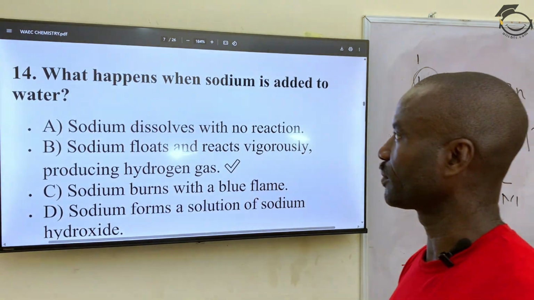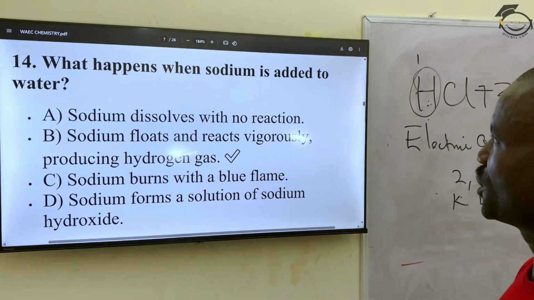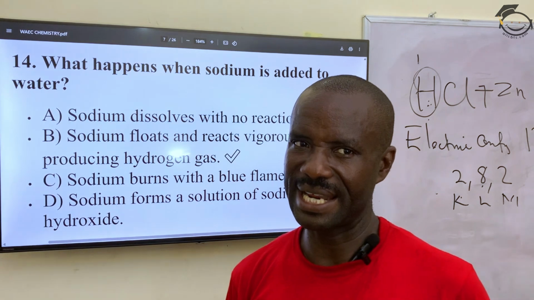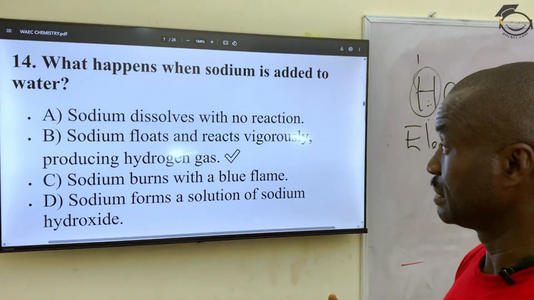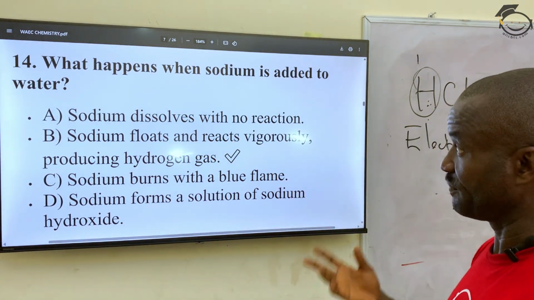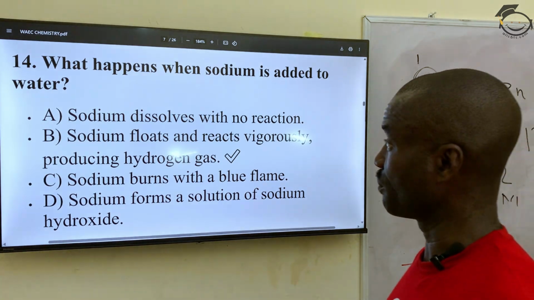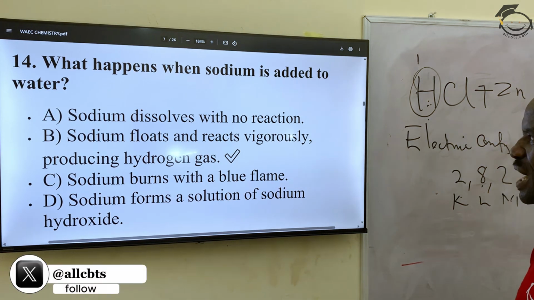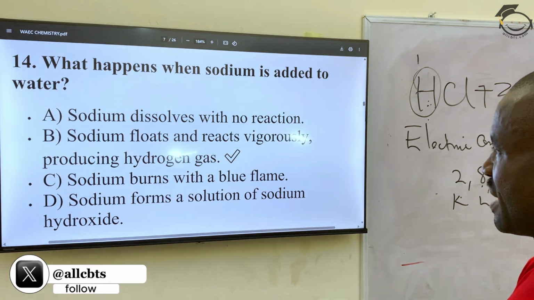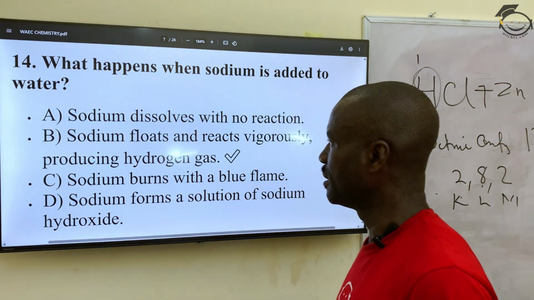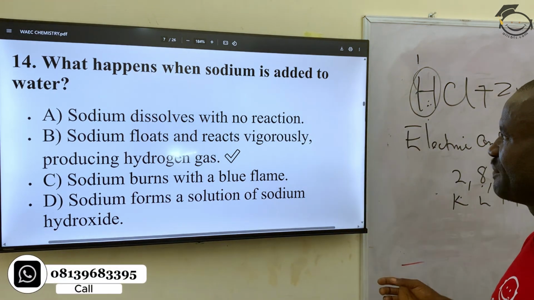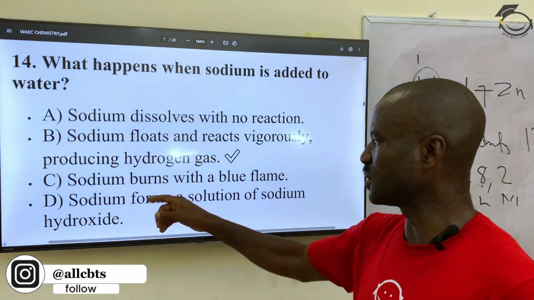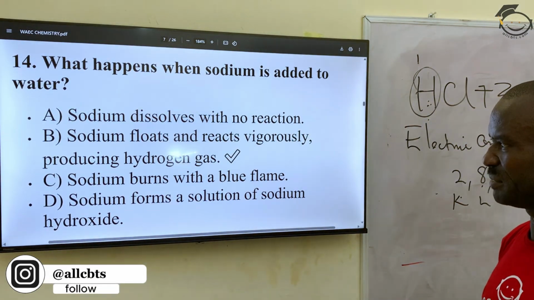Question 14. What happens when sodium is added to water? Sodium is a metal that reacts with water. It's very, very reactive with water. A, sodium dissolves with no reaction. Correct? The answer is wrong. B, sodium floats and reacts vigorously, producing hydrogen gas. C, sodium burns with a blue flame in water.